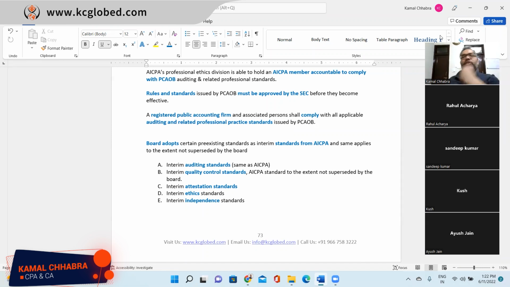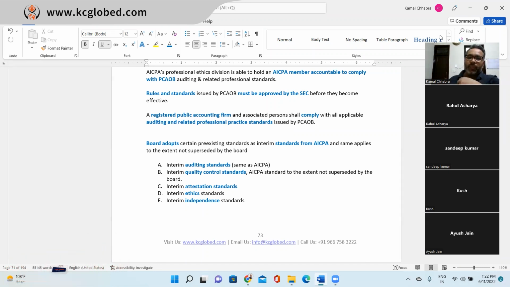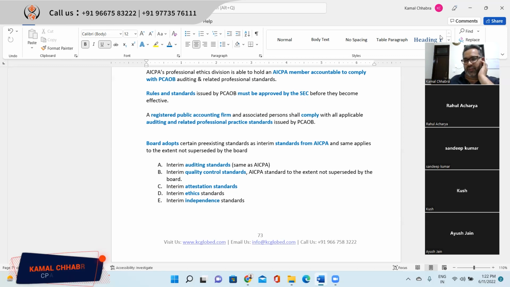Rules and standards issued by the PCAOB must be approved by the Securities and Exchange Commission before they become effective. So all the PCAOB rules and regulations require approval from the Securities and Exchange Commission. And what is the Securities and Exchange Commission? It is like a department of the government of the USA, right? They report to Congress, right?